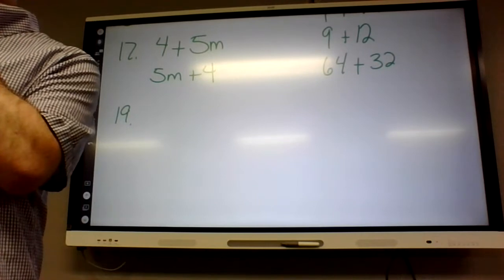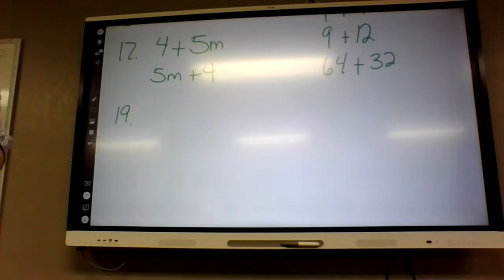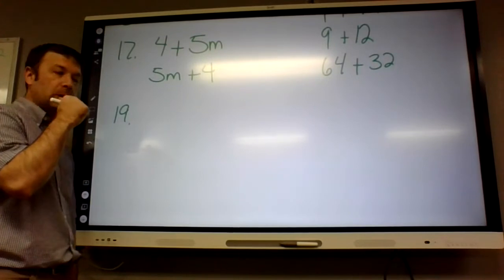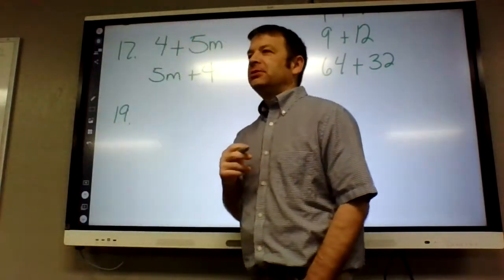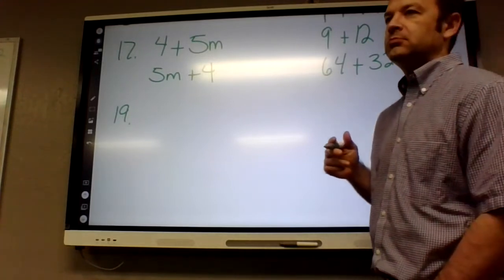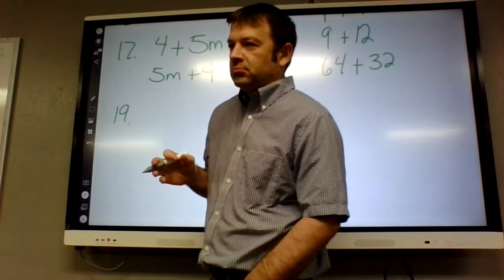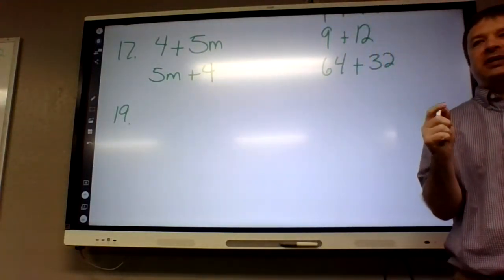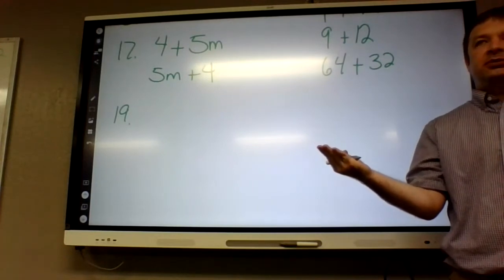Okay, 19. The difference between. Okay, so what did difference mean? Subtract. So what are we subtracting? A number and twice the same number. What's twice the number? Times 2. Okay, it's the difference of, so what are we subtracting? A number and twice the number.